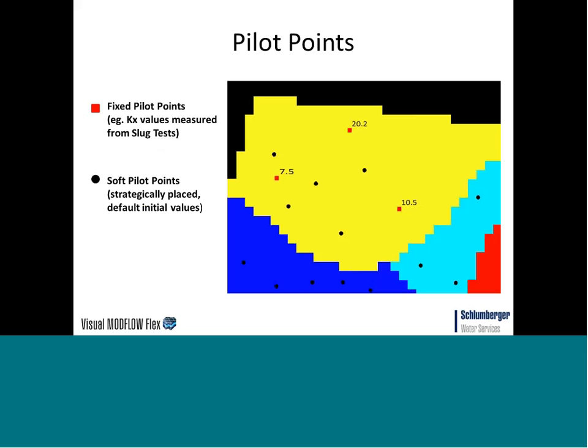Within Visual MODFLOW Flex, you can distinguish between fixed pilot points, which would be those points where you're confident with the measured value for your parameter, in this case conductivity. So for example, if you've done slug tests or pumping tests and you want PEST to honor those parameter values, you would enter those values and then flag them as fixed pilot points. In contrast, the soft pilot points would be those points that you strategically placed at the desired resolution in the property zones that you want to adjust.